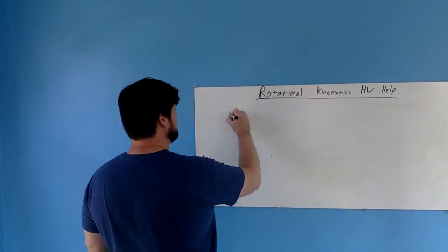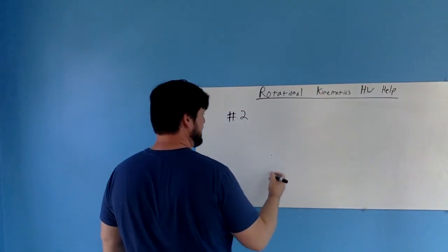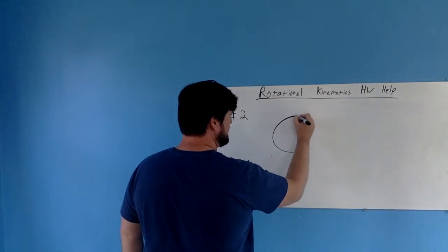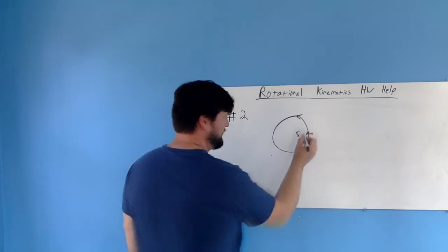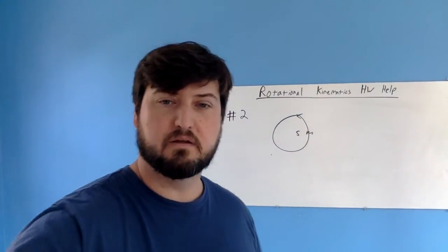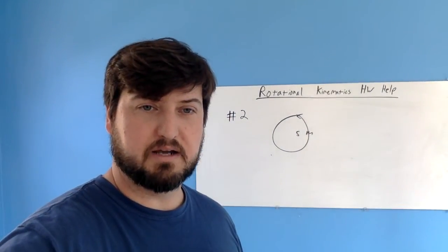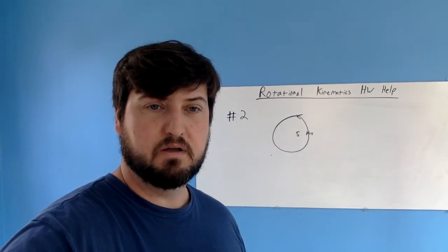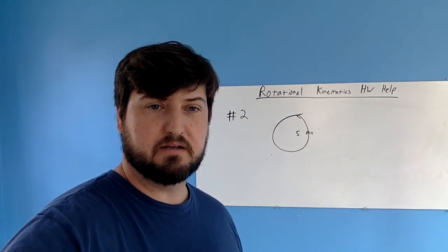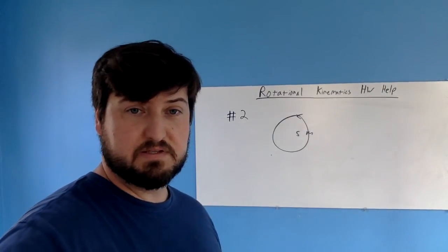So number 2 basically was asking about, you have 2 kids on a merry-go-round. One's out at the edge and one's on the interior. I think that's how it went. Marilyn and Sheila there. Marilyn was on the outside, Sheila was on the inside.